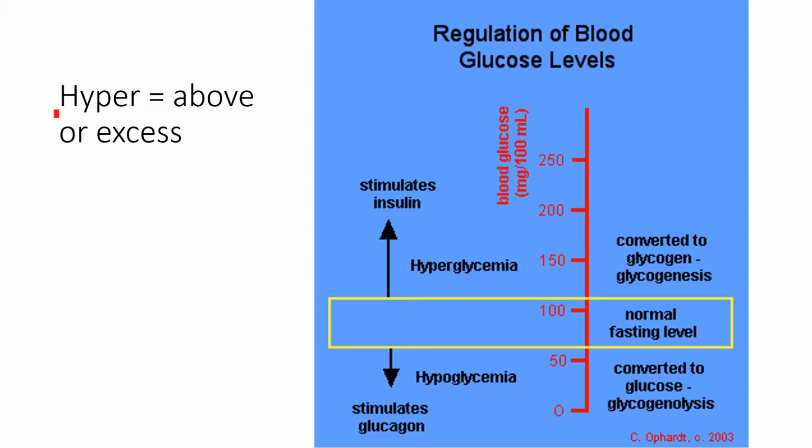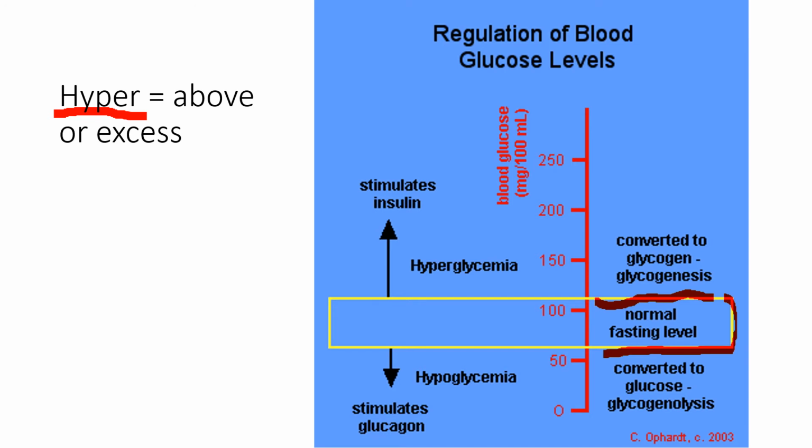Okay. Hyper means above, excess. So here's a graph looking at the regular blood glucose levels. As you see here, sorry for the crooked line, it's kind of hard to draw this here. But here's the normal fasting levels in terms of glucose. So we're around 60 to 70 to maybe 110 milligrams per 100 milliliters of blood glucose.